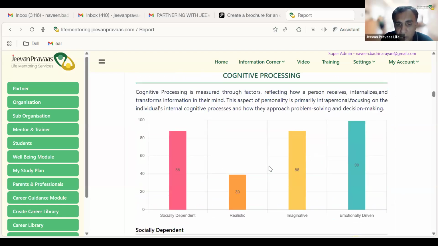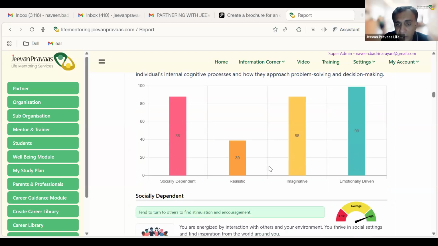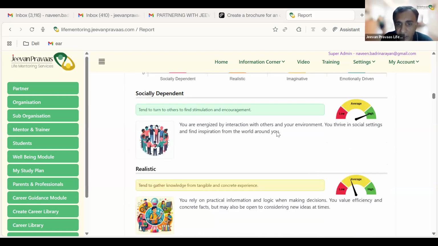Cognitive processing, thinking style: socially dependent means again people oriented, imaginative and emotionally driven. So rather than logical, you're more an emotional person. Your emotional connectivity is very, very high, 99. That brings that extroverted part in you very strongly. Energized by interaction with others and environment, you thrive in social settings.